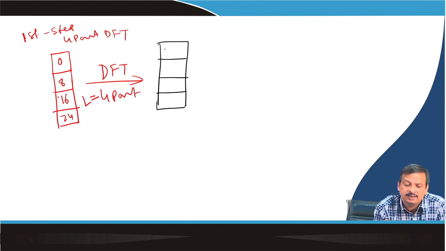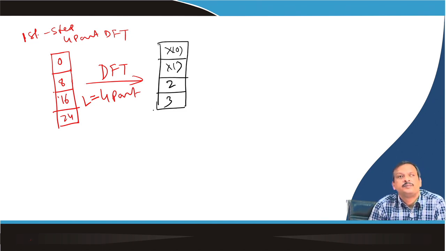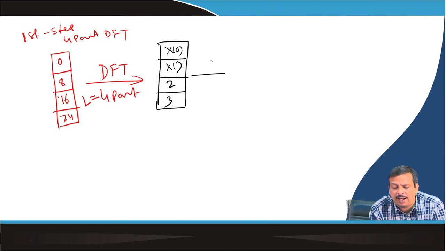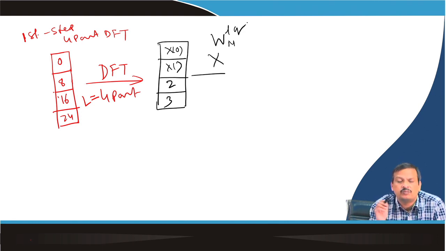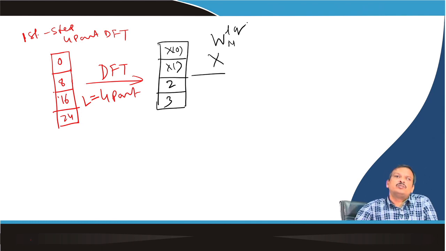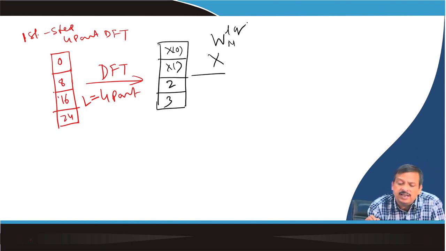So, this is x0, x1, so index is 1, capital X, 2, 3. This will be multiplied with W_N^{LQ}. Okay. So, instead of LQ here, it will be MQ, because I am computing column wise, so it will be MQ.